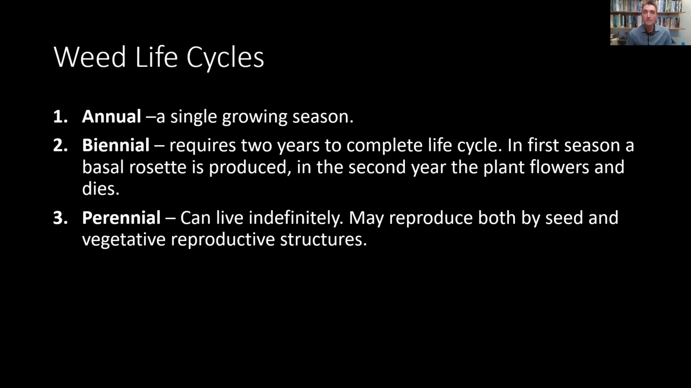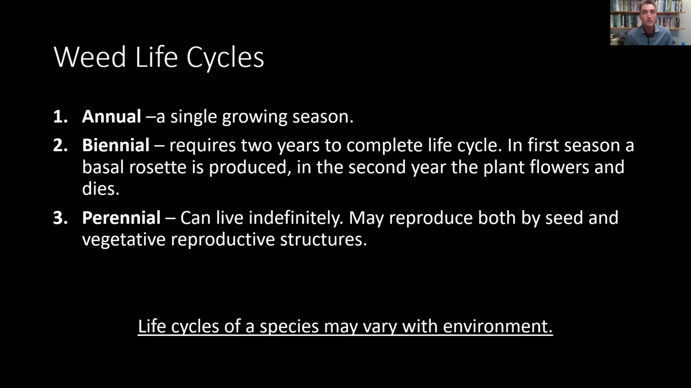And so we can develop different strategies for how to keep them under control, preventing their spread that may be slightly different from our annuals and our biennials. Certainly with the perennial plants, there will be an effort to prevent vegetative reproduction as well.